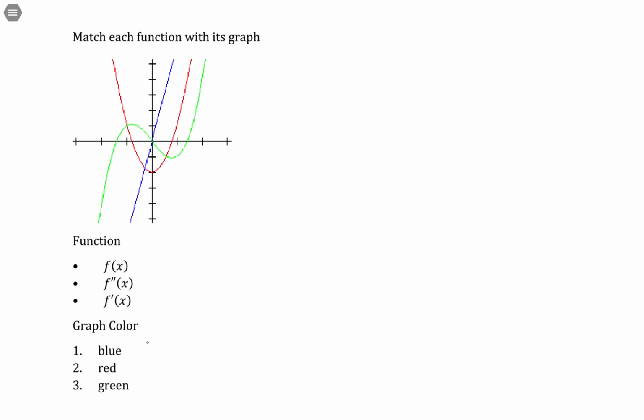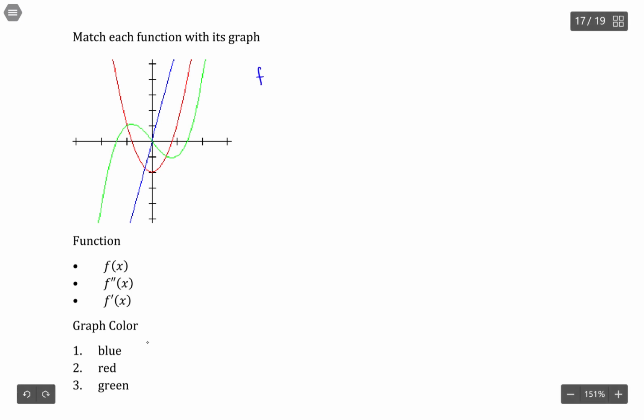Match each function with its graph. So we have f double prime, and f prime. So we want to figure out which of these functions is the original function, which one is the derivative, and which one is the second derivative. So to do this, let's just think about some properties of how functions and their derivatives relate.